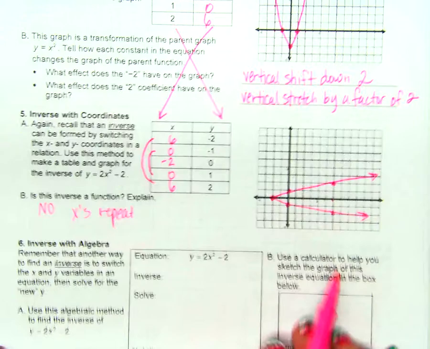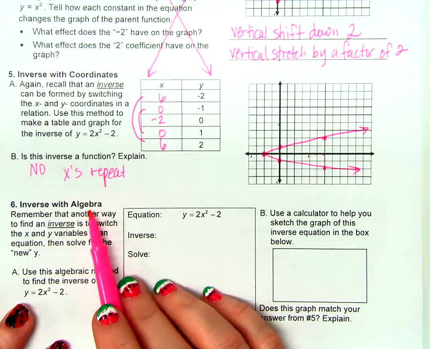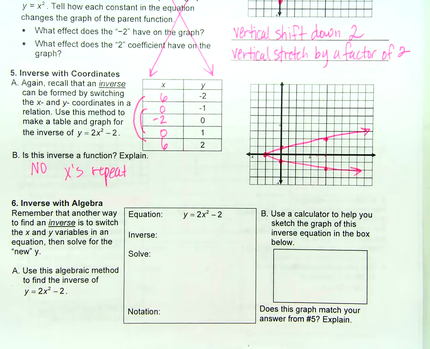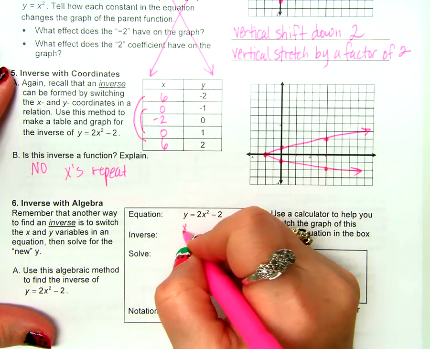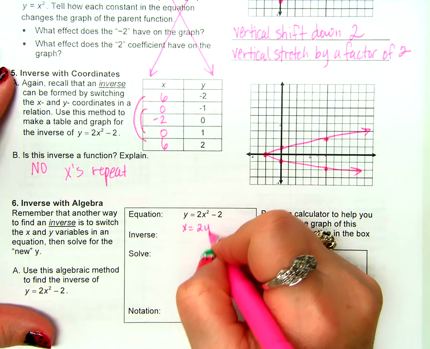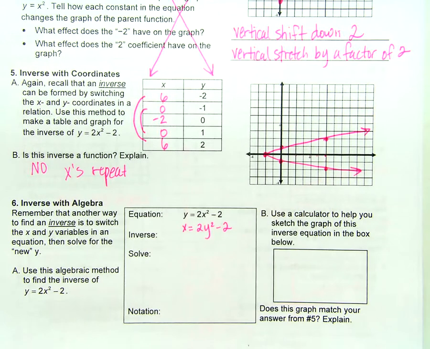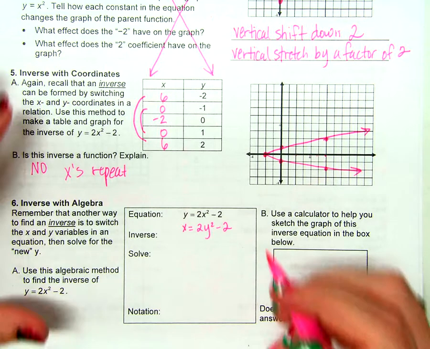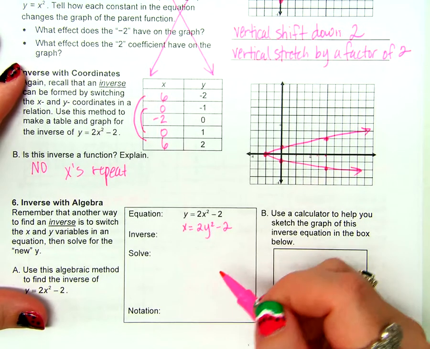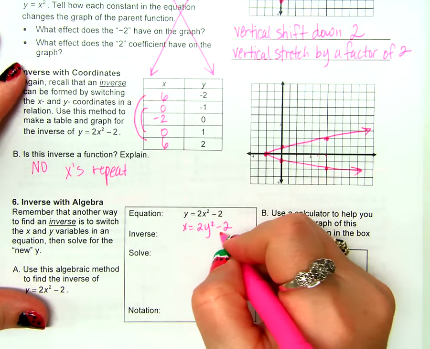Okay? How are we going to find the inverse if we're doing it algebraically? How are we going to do it if we're trying to solve this algebraically? We still switch the x and y, right? So x equals 2y squared minus 2. What do I do first? Add 2 to both sides.